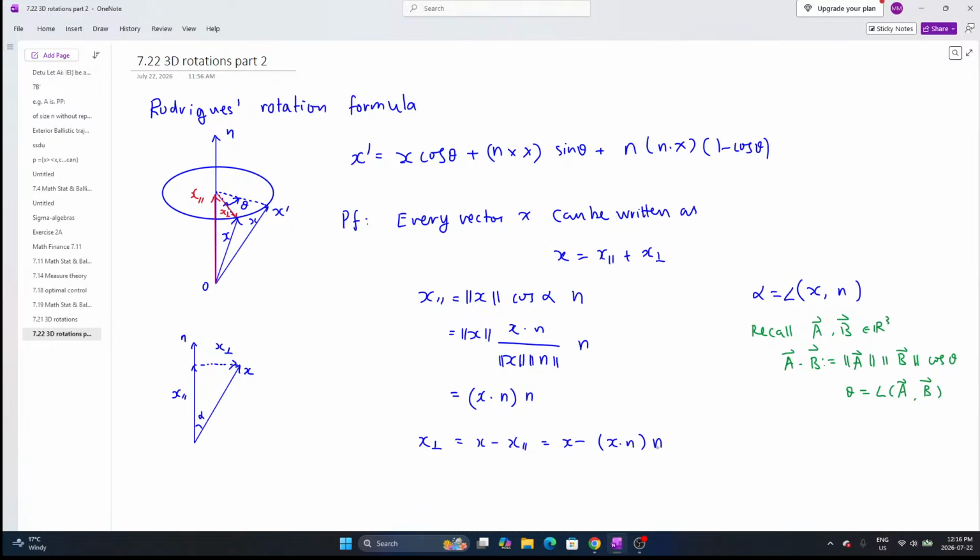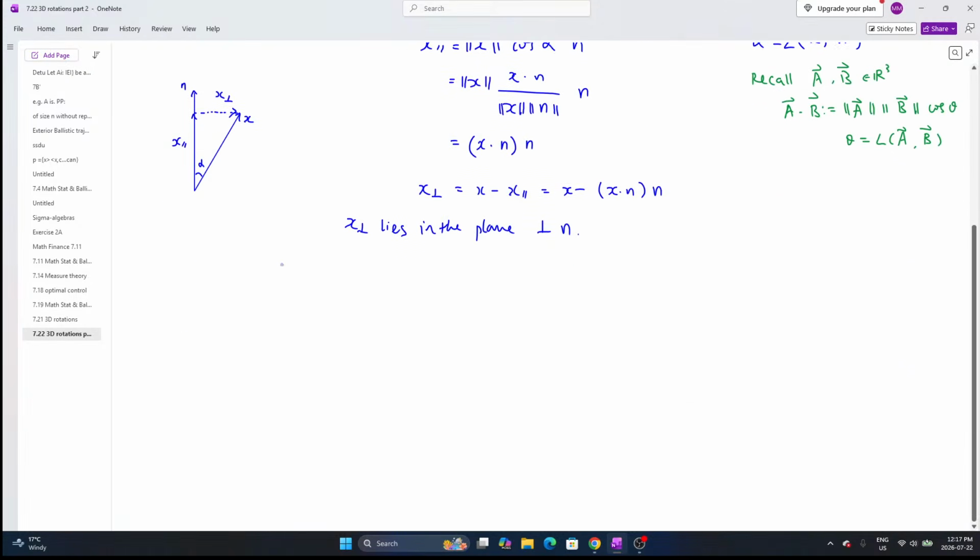Of course, as I was saying, x perpendicular lies in the plane perpendicular to n. Okay, and we only need to understand the rotation of x perpendicular. Only need to rotate that, because x parallel remains constant. So next we need to describe the rotation in the perpendicular plane. That's our goal.